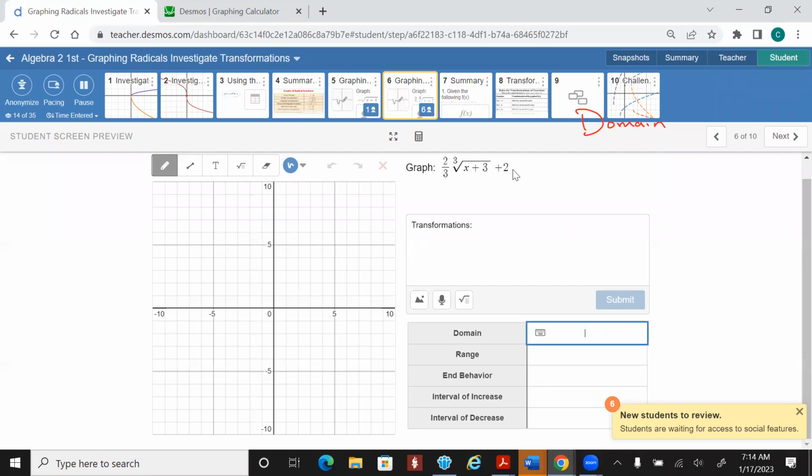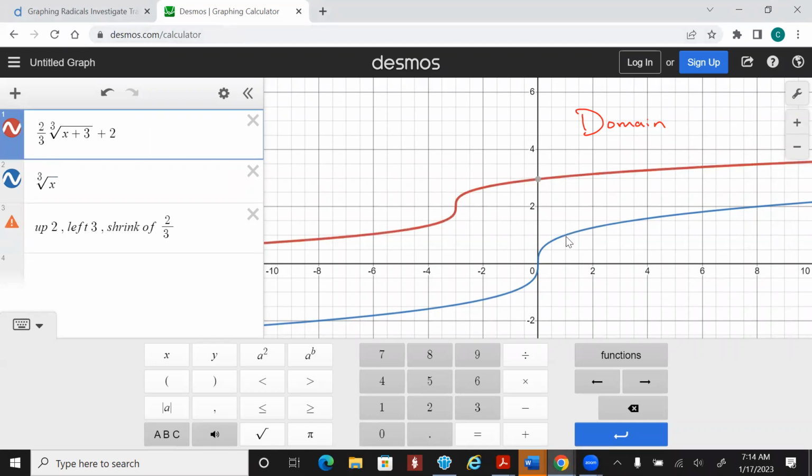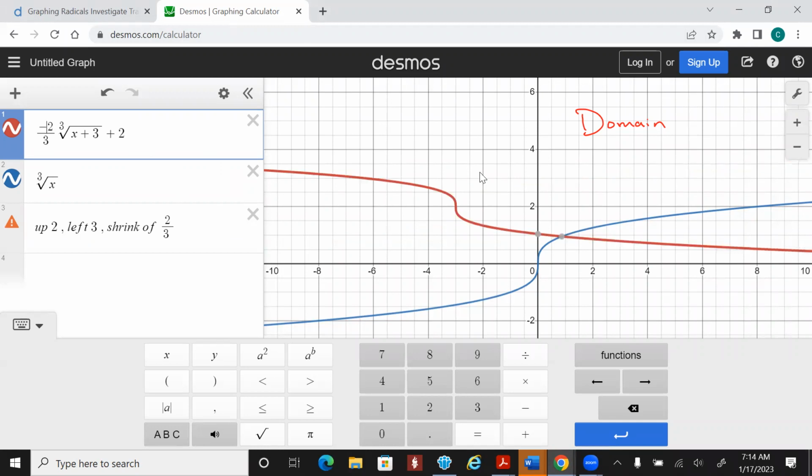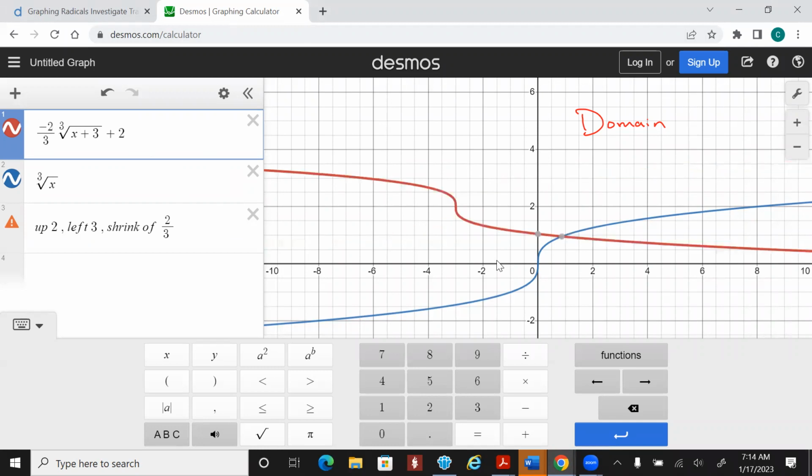There's no negative out front. If there's a negative out front, then we would have a reflection across the x-axis. So for instance, if I had a negative like this, notice how my graph completely just flipped over. That's one thing to keep in mind. If there's a negative out front, that's talking about a reflection across the x-axis.